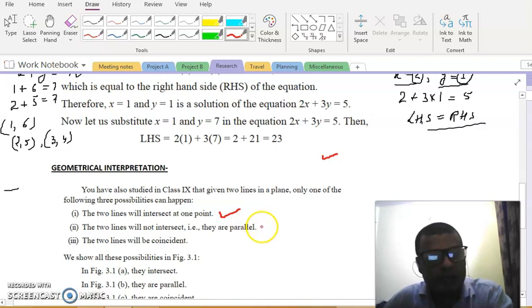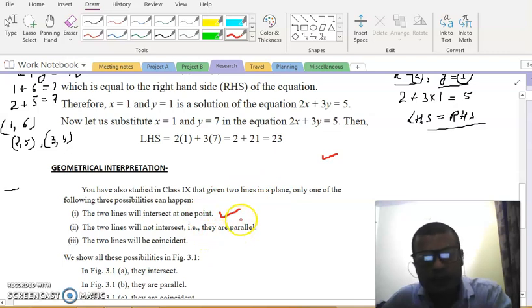The next condition is that the two lines will not intersect. That means the lines are parallel. If the lines are parallel, that means no solution exists. That means you cannot solve the equations. And the very third condition is that the two lines are coincident.